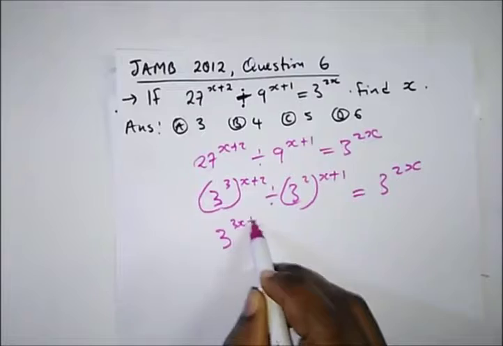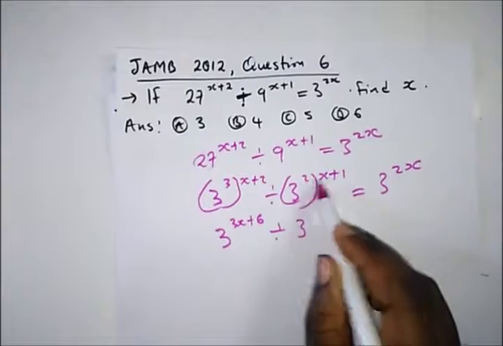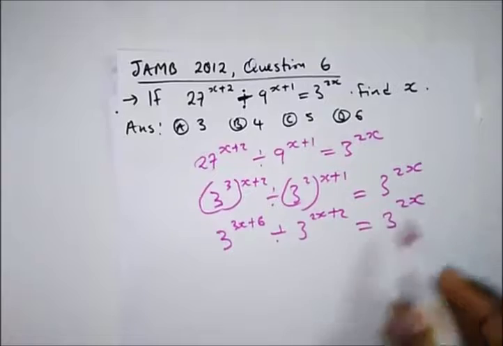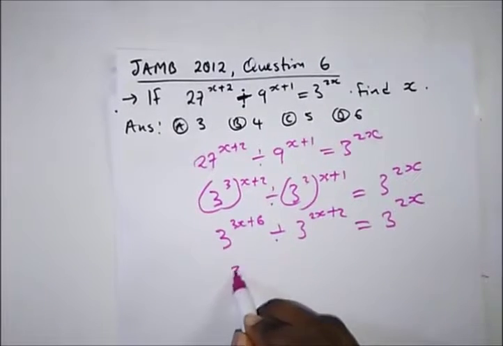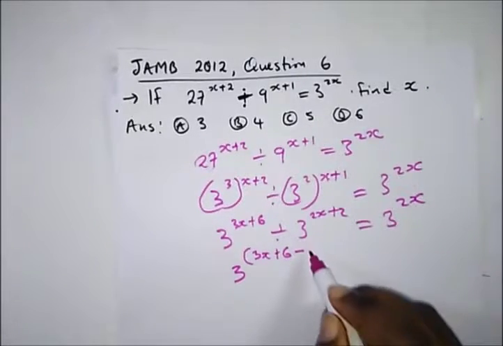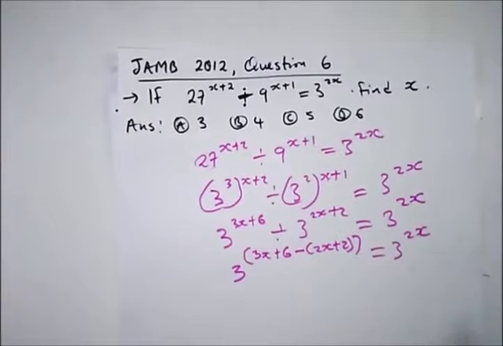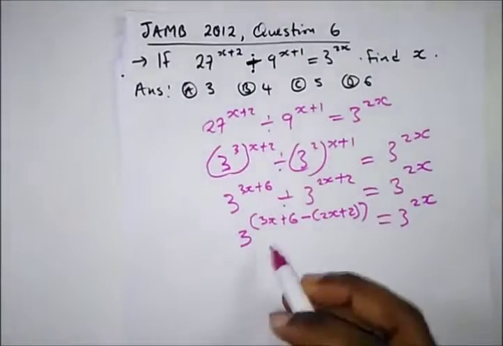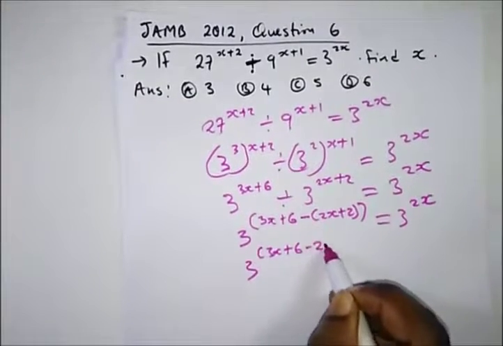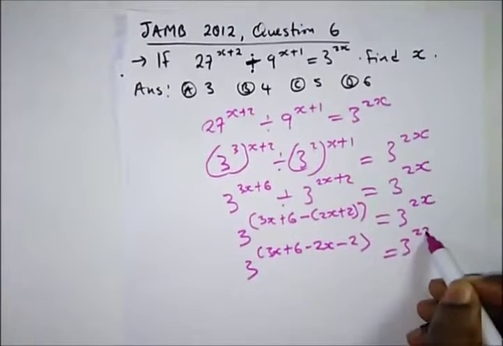3 raised to the power 3x plus 3 times 2 gives us 6, divided by 3 raised to the power 2x. 2 times this will give us 2x, and 2 times 1 is 2, equal to 3 raised to the power 2x. So here we have 3 bracket 3x plus 6 minus bracket 2x plus 2, equal to 2x. So we have 3 bracket 3x plus 6 minus 2x minus 2, equal to 3 raised to the power 2x.